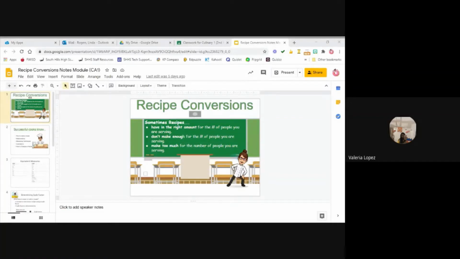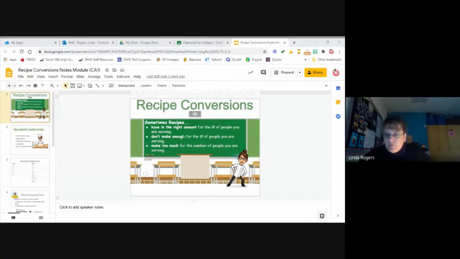Okay. So recipe conversions. Sometimes recipes don't come in the correct amounts that you need. Sometimes you need more, sometimes you need less. So when we don't have the correct amount, we have to convert that recipe or adjust that recipe either up or down, depending on what our needs are.